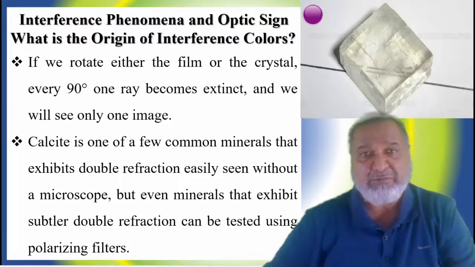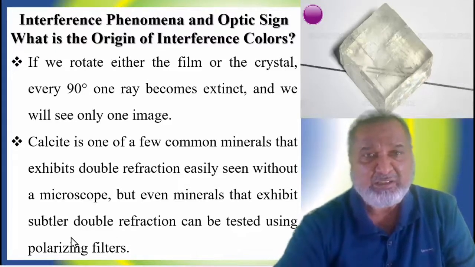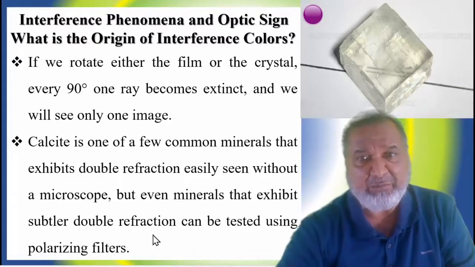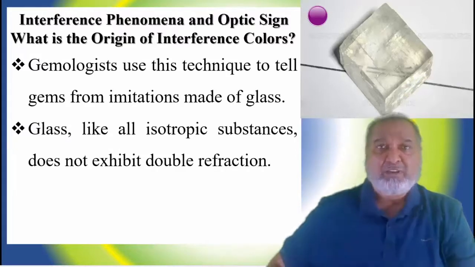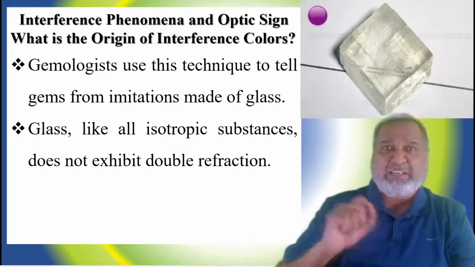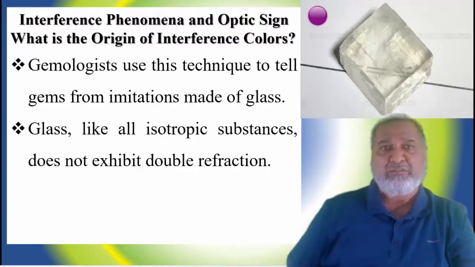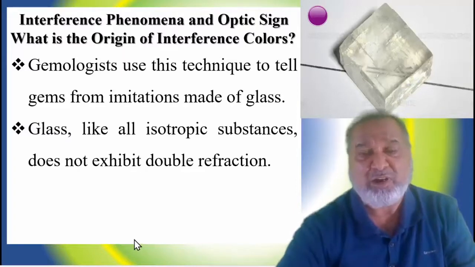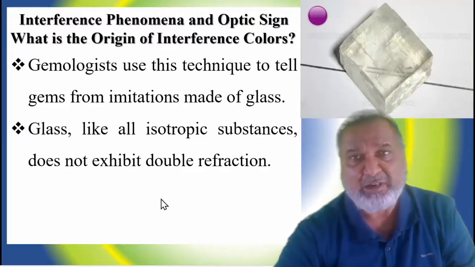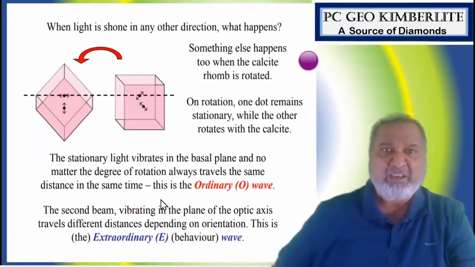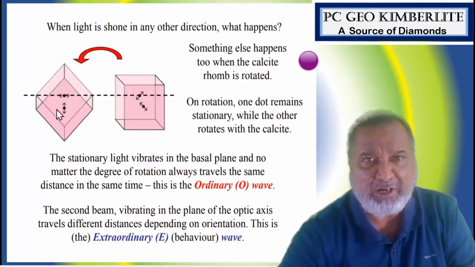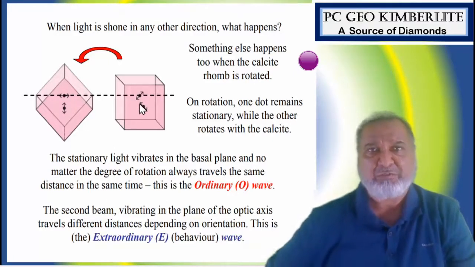microscope. But even minerals that exhibit subtler double refraction can be tested using a polarizer filter. Gemologists use this technique to tell a gem from an imitation made of glass. Glass, like all isotropic substances, does not exhibit double refraction. Here we have shown that as you rotate, you can change the direction of the rays.